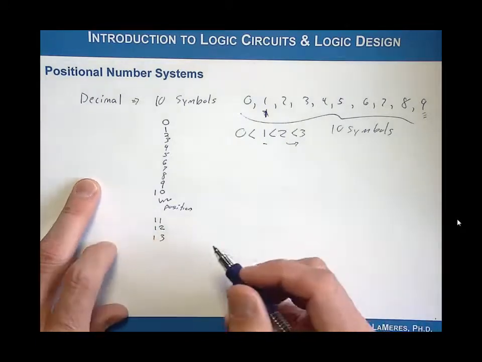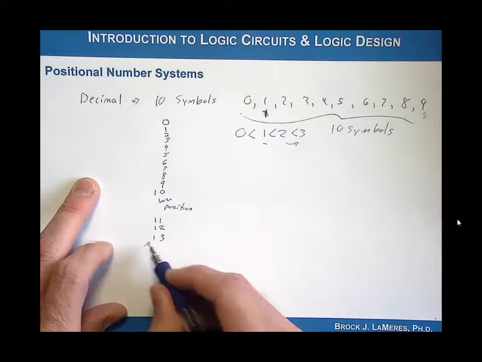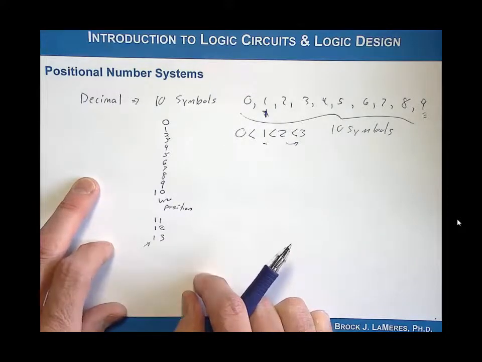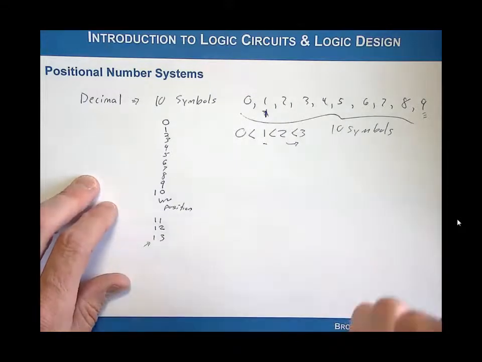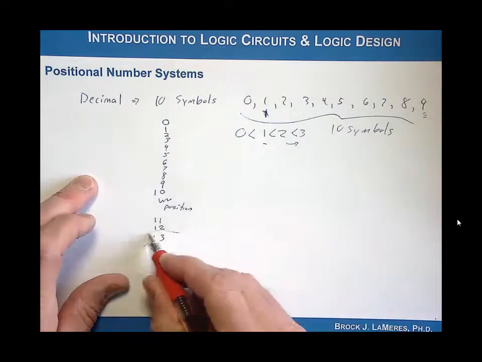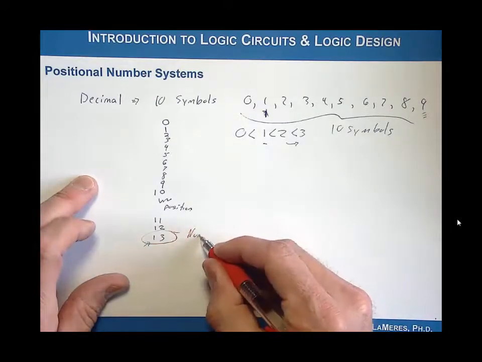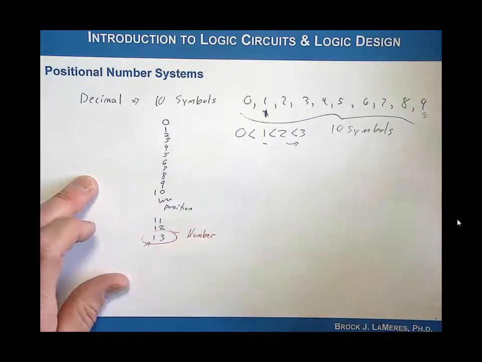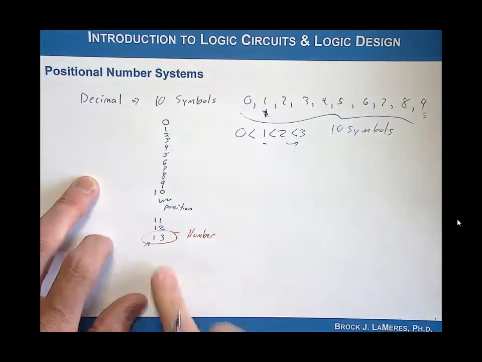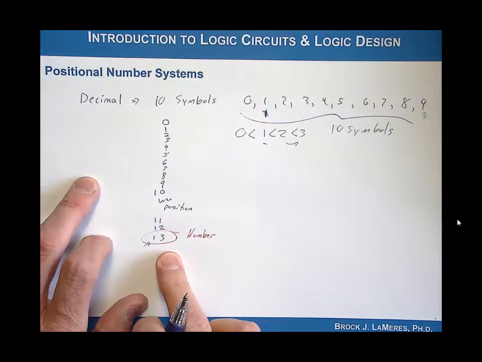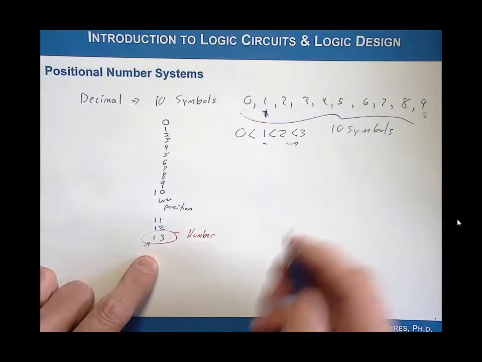But if you think about what really happened, we brought on another column of symbols which allowed us to form a number that was larger than could be represented within the original symbol set. And it turns out that these positions can also be used to define numbers which are smaller than the smallest number in here.